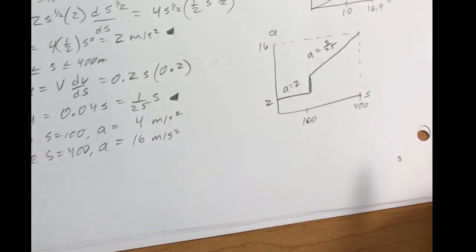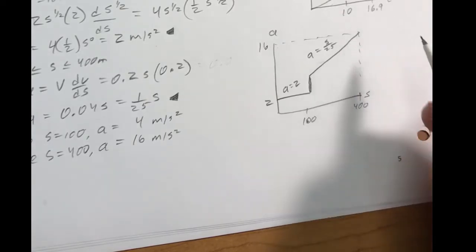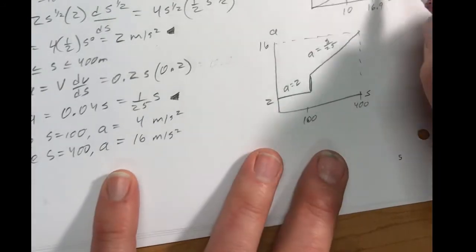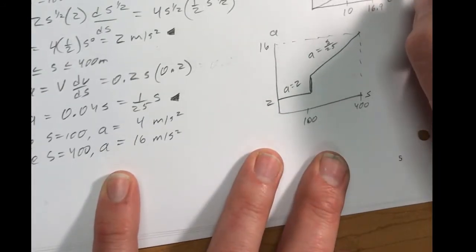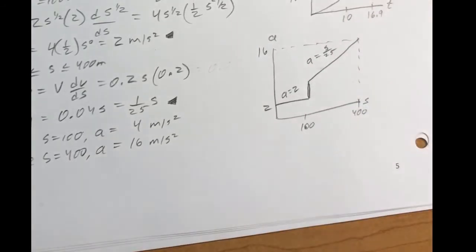Okay, so did we cover everything? We want to find out how much time is required for the boat to travel a distance of 400 meters. Yeah, we found that already. Time equals 16.9 seconds. And we have our 2 graphs.